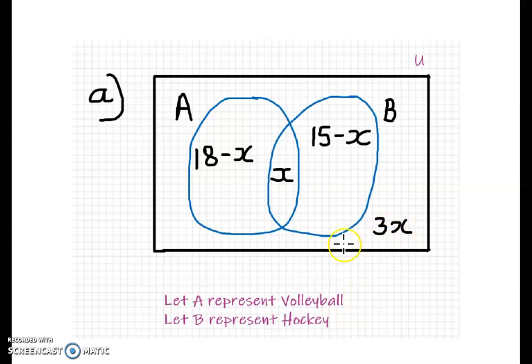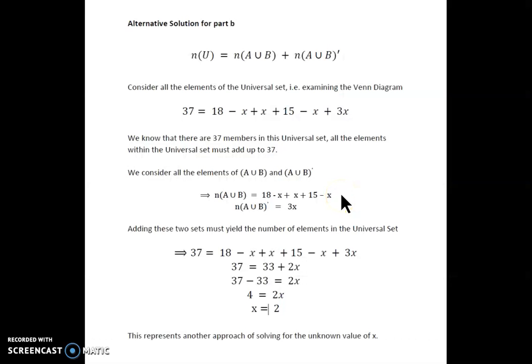And this is how we end up with these two regions that we're going to add and then subtract from 37. Upon examination of the Venn diagram, we end up getting 18 minus X plus 15 minus X. This is the number of elements of A union B. The number of elements of A union B complement is really 3X. So we combine these two, and this must add up back to 37 elements, after all this exists inside of the universal set.